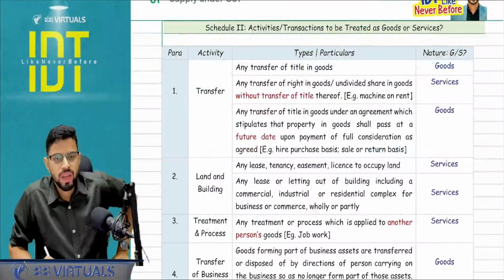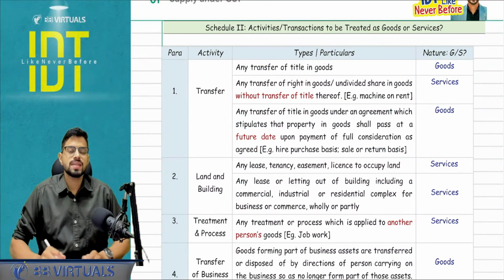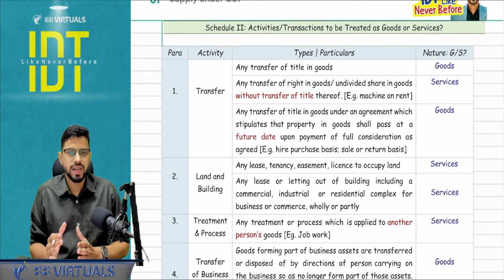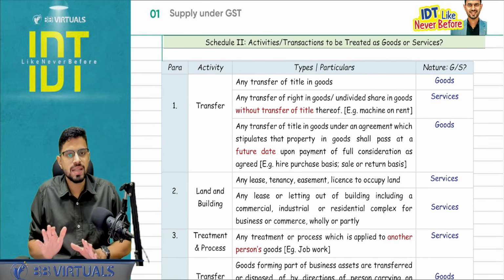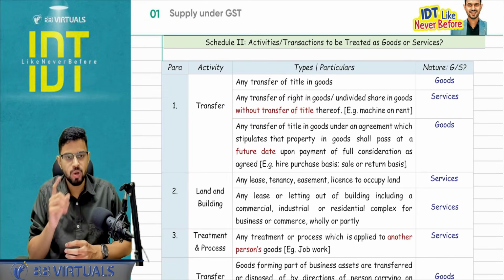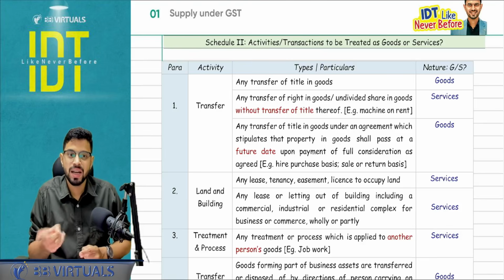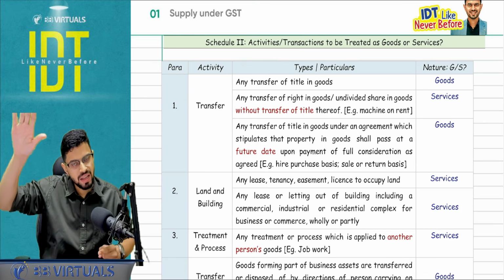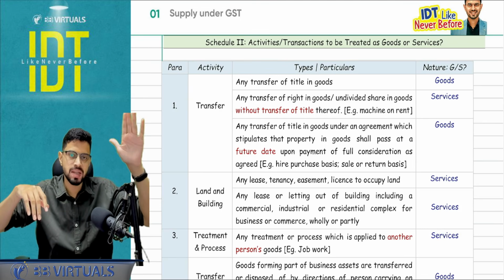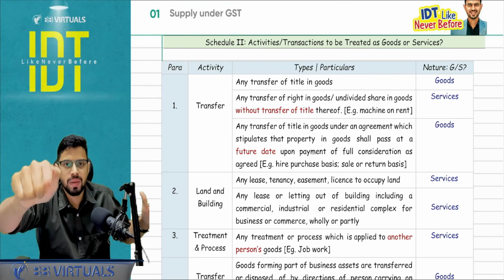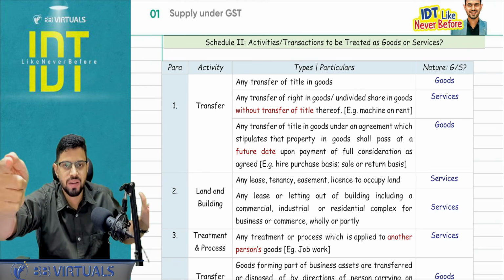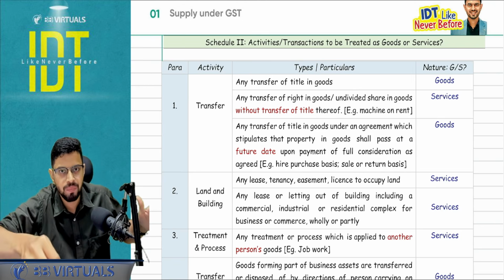Now I will be moving to schedule number 2, that is whether the supply will be considered as goods or services. There is no analysis whether it is a supply or not. Please don't get confused. There is no analysis here whether it is a supply or not. That analysis you do in schedule number 1 and that analysis you do in section number 7. If it passes the definition of supply, whether it will be a supply of goods or services, that schedule 2 will come and clarify.